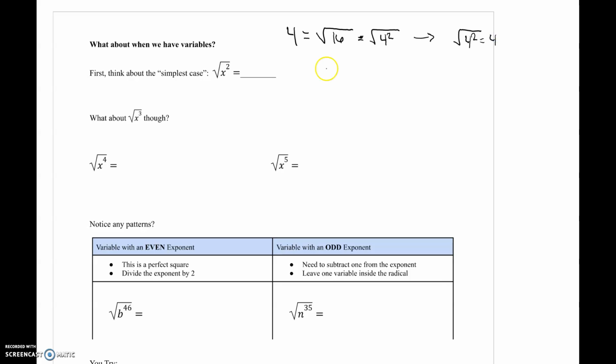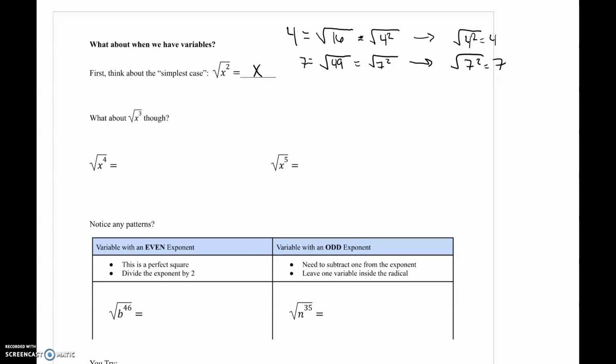Interesting. Let's think about another one. Square root of 49. That's equal to 7. We could also think about 49 as 7 squared. So what's the square root of 7 squared? It's 7. Hopefully with these two examples, you can see, or at least trust me, that the square root of x squared is x. But what happens when we have x to the third?